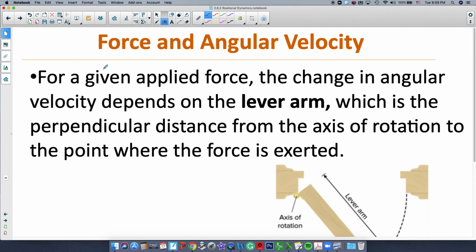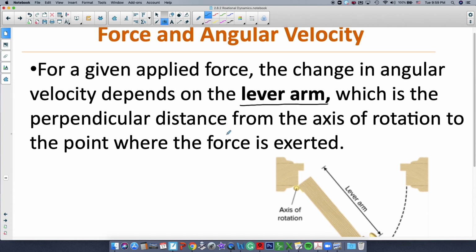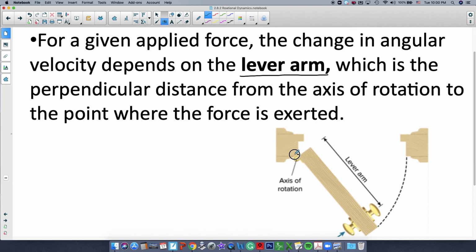So when we're talking about force and angular velocity and torque, we have this thing called the lever arm. All right, so we have to consider that. If we're given an applied force, it depends on our lever arm, which is usually the perpendicular distance from the axis of rotation. So this is back to our door axis of rotation, and generally the lever arm is going to be perpendicular to that axis of rotation, right?